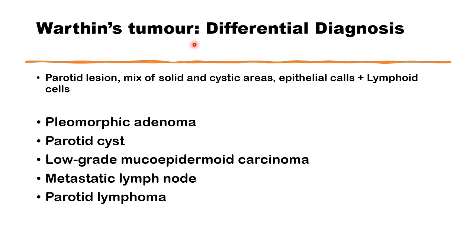The Wharton's tumor would need to be differentiated from other parotid lesions that have a heterogeneous consistency with a mix of solid and cystic areas, and also parotid lesions that have a dual cellularity, epithelial cells and lymphoid cells. These include the pleomorphic adenoma, the parotid cysts, low-grade mucoepidermoid carcinoma, and a metastatic lymph node in the parotid or a parotid lymphoma.